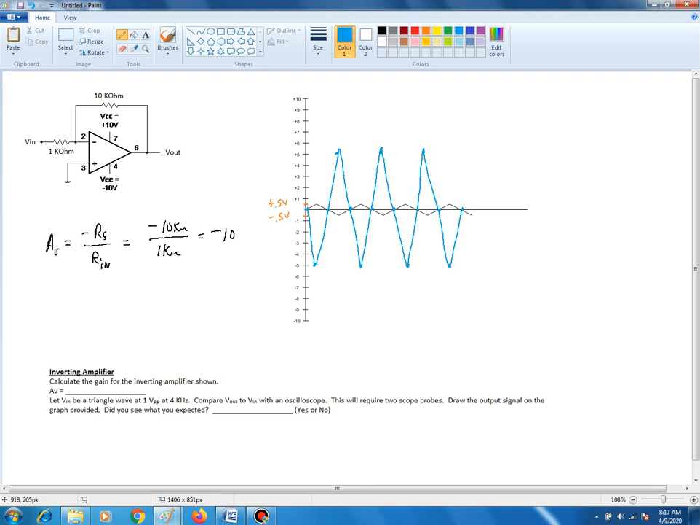So again, when the signal is positive, your output is going to be negative. So when the input peaks at a positive 0.5 volts, then your output is going to be that positive 0.5 volts times a gain of negative 10, which therefore becomes a negative 5 volts on your Vout. And that's what the graph here shows.